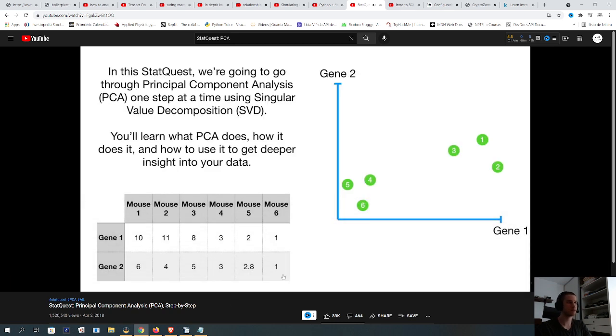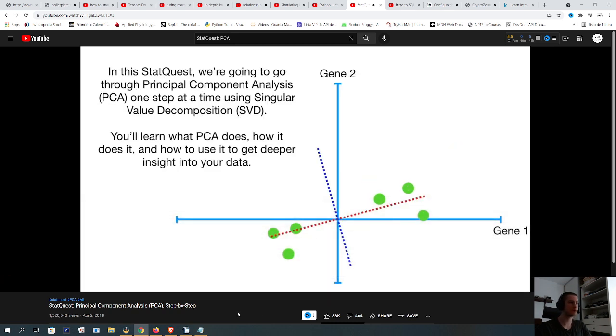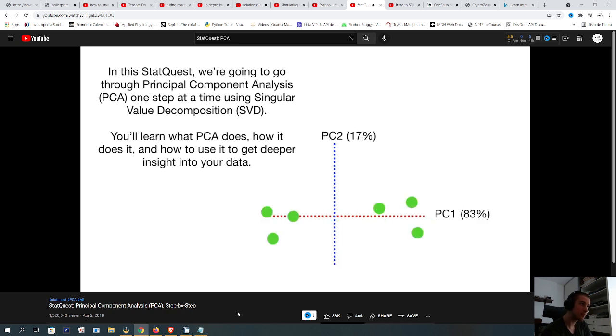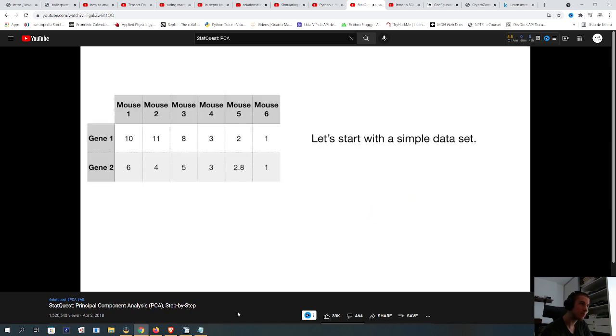In this StatQuest, we're going to go through principal component analysis, PCA, one step at a time using singular value decomposition, SVD. You'll learn about what PCA does, how it does it, and how to use it to get deeper insight into your data. Let's start with a simple data set.